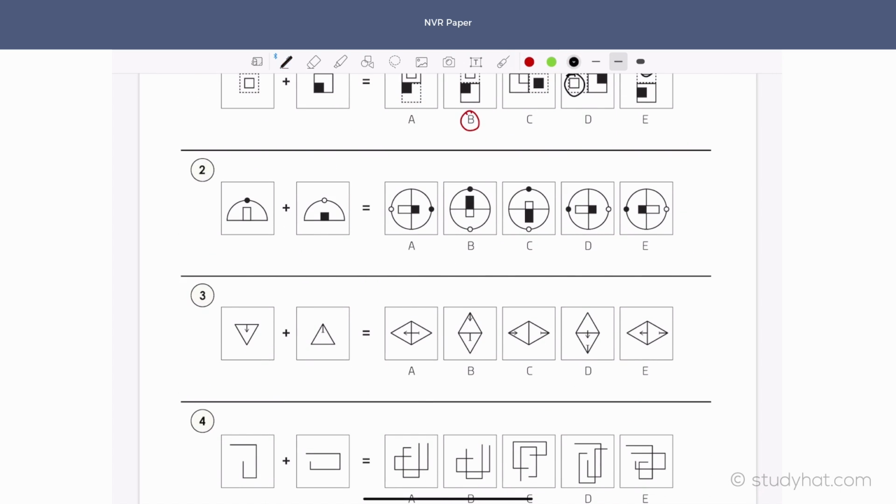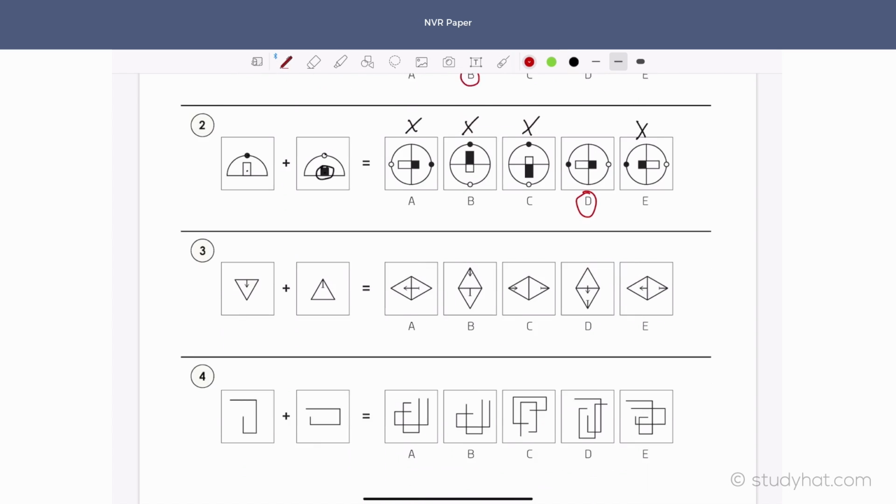Number 2. So we need to have the black piece go with the white piece and the white piece go with the black piece. So this is wrong because it's got black and black and white and white. This is wrong as well. So we're left with 3 other options. Now the smaller piece is with the white circle. So this one's wrong and this one's wrong, which means it leaves us with D.